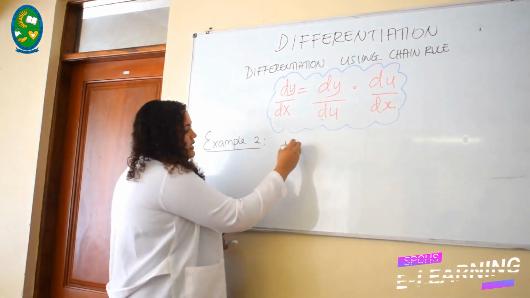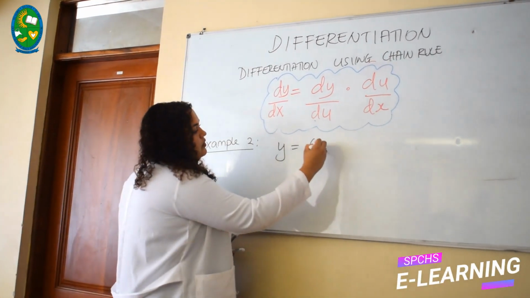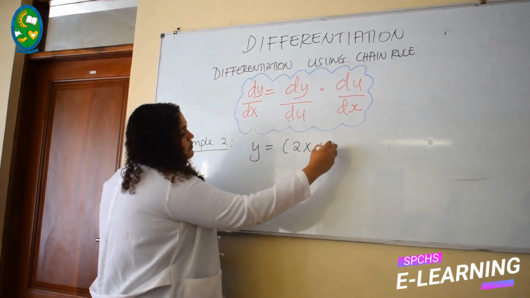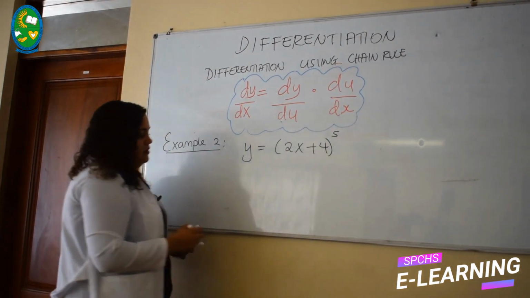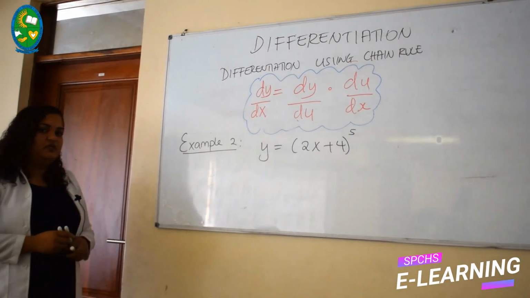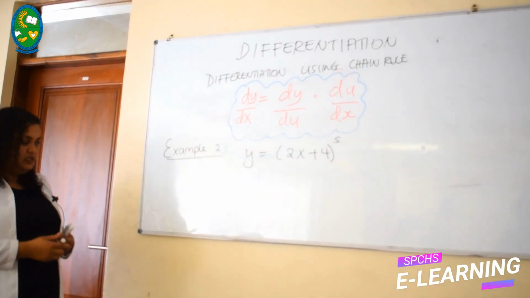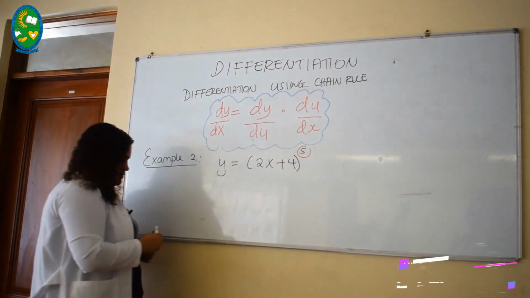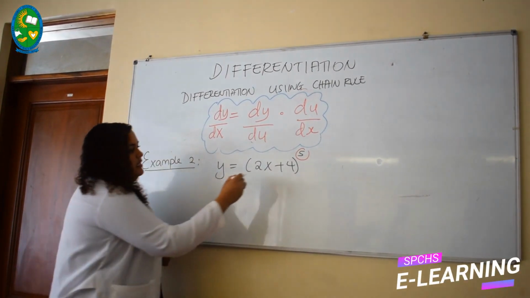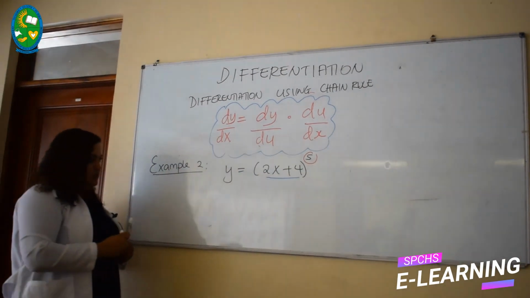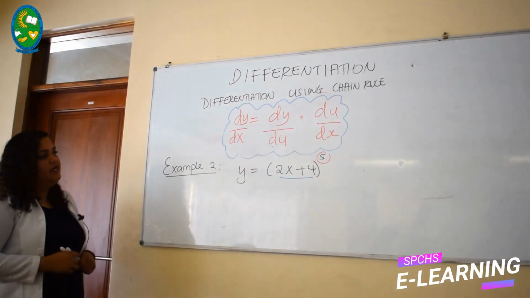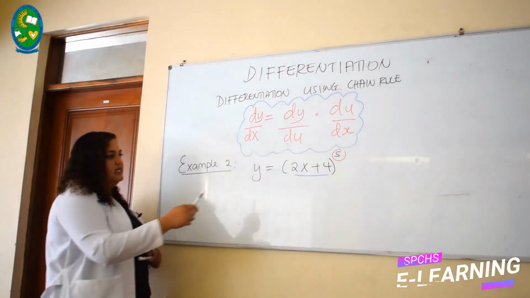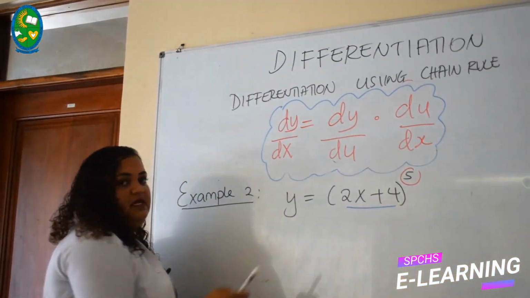Suppose we have a function y equals (2x plus 4) power 5. How many functions do you see? We actually see 2 functions. Again, the outer function and the inner function. So what you can do by using the chain rule is to let either the outer function or the inner function be u.